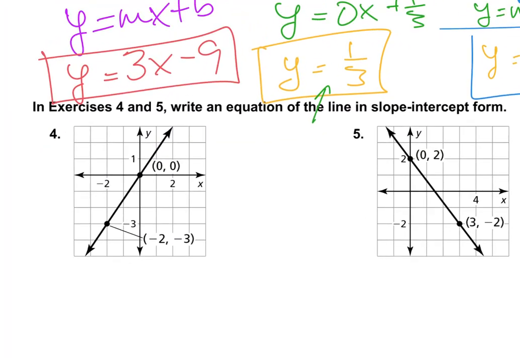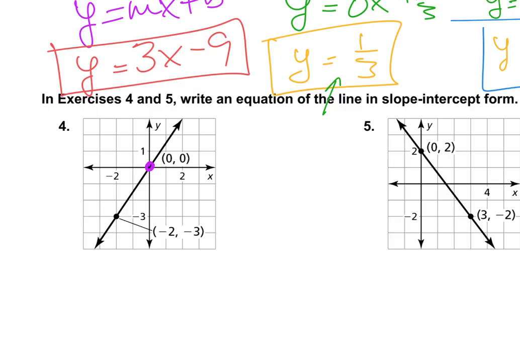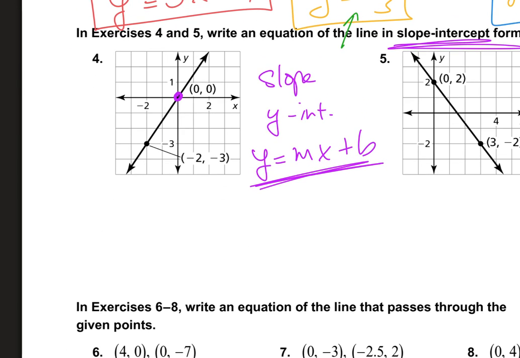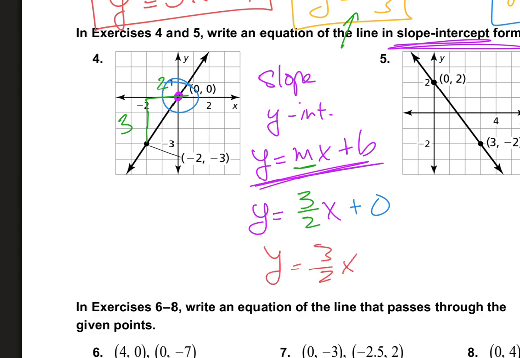Write an equation of the line in slope-intercept form. To do that, we need a slope and a y-intercept. And if you're like, how was I supposed to know that? Because slope-intercept form is that, right? So we have a y-intercept. It's 0. So we have y equals something x plus 0. And now for the something, the slope. We're going to rise 1, 2, 3, run 1, 2. So it's this. And for my final answer, I'm just going to write 3 over 2x like that.